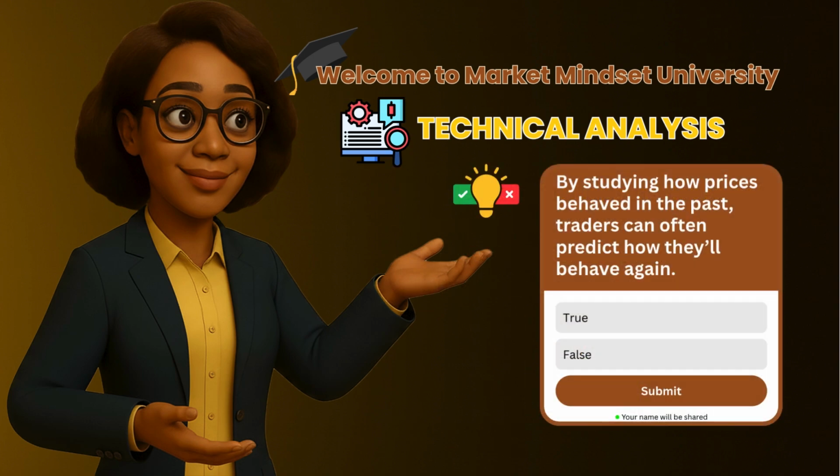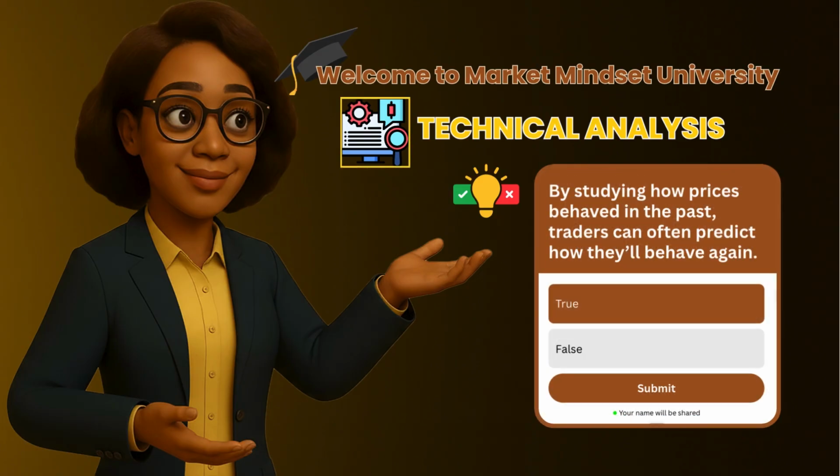Knowledge check. By studying how prices behaved in the past, traders can often predict how they'll behave again. True or false? Take a few seconds to lock in your answer. The correct answer is true. Price behavior is one of the most powerful tools a trader has. When you study how prices moved in the past, backtesting, you start to see familiar reactions, patterns built on human emotion. That's what gives technical analysis its edge.